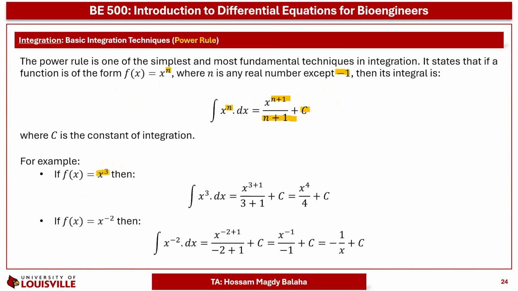So let's assume we have x to the power of 3. The integration of it is done by increasing the power and dividing by the new power. So it will be x to the power of 4 divided by 4 plus the constant. Again, for x to the power of negative 2, increment the power: negative 2 plus 1 will be minus 1, divided by the new power, which is minus 1. So this will result in negative 1 over x plus c.